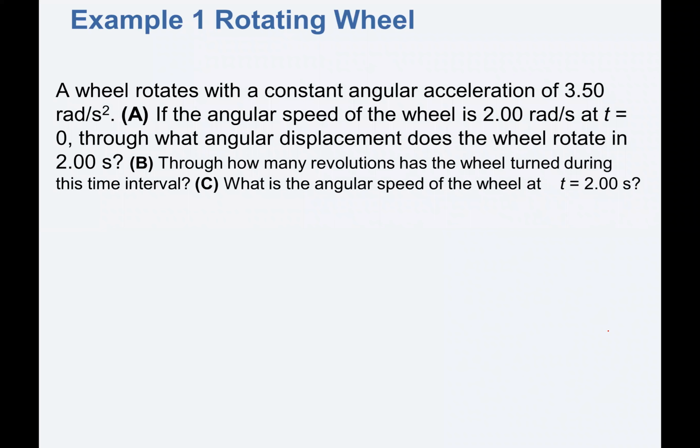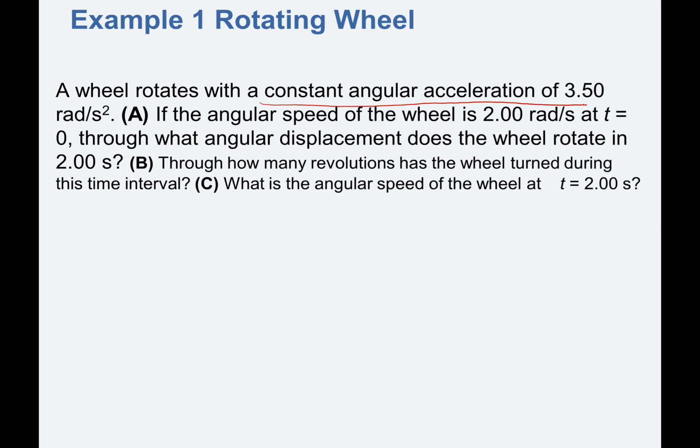We have a wheel that rotates with a constant angular acceleration of 3.5 radians per second squared. You can't confuse this. There's a constant angular acceleration of 3.5 radians per second squared. That means it's non-uniform motion with constant angular acceleration, so I can use all the kinematic equations here. If the angular speed of the wheel is 2 radians per second at t equals 0, through what angular displacement does the wheel rotate in 2 seconds?